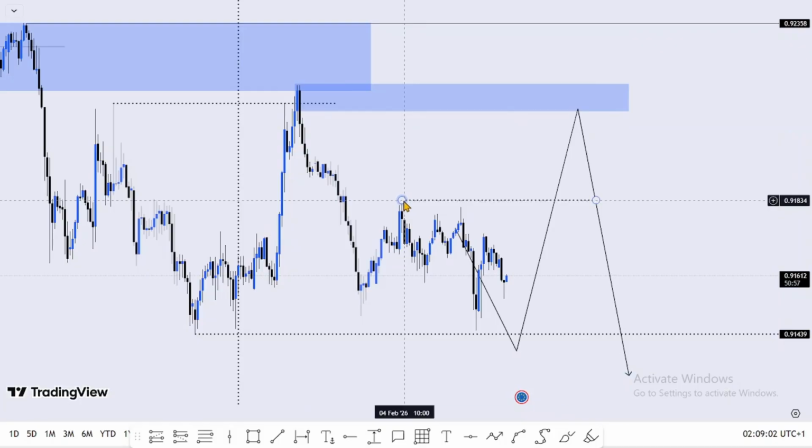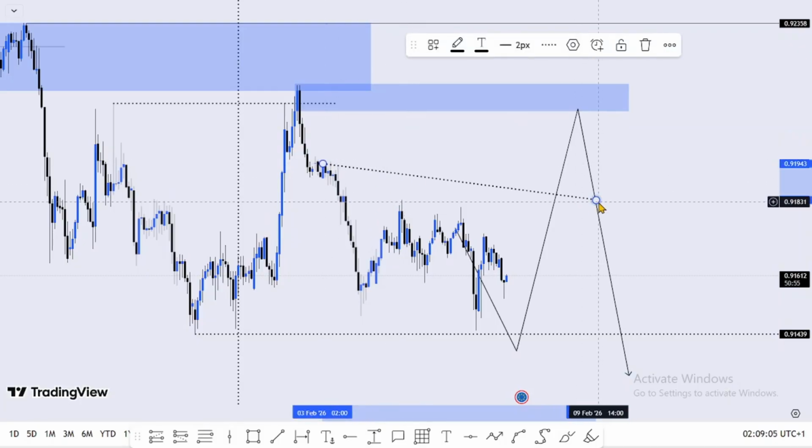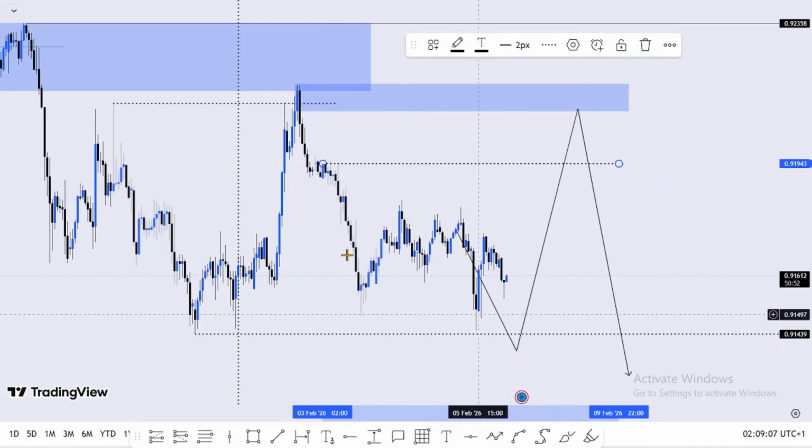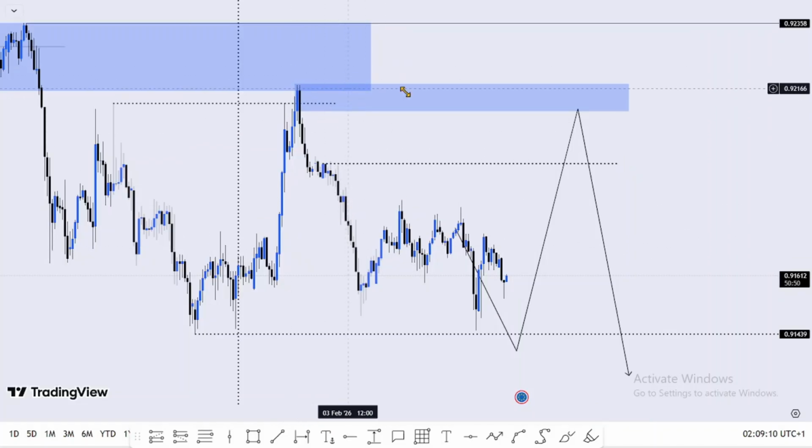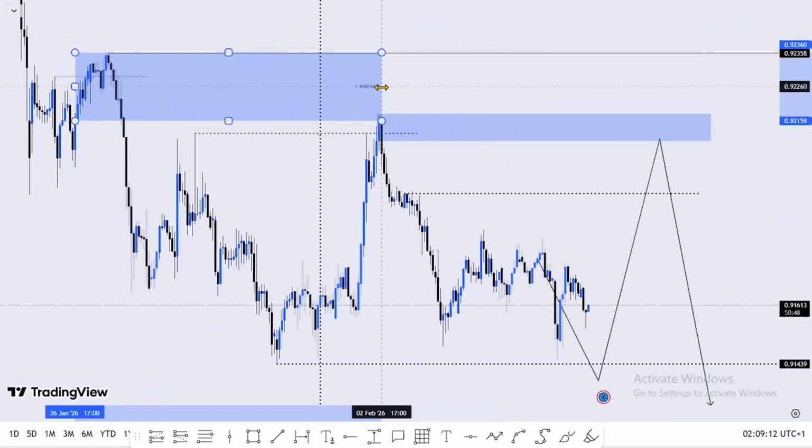Although this liquidity is far, we also have this one liquidity at this point. So this is what I'm waiting for. Why am I buying from this place?